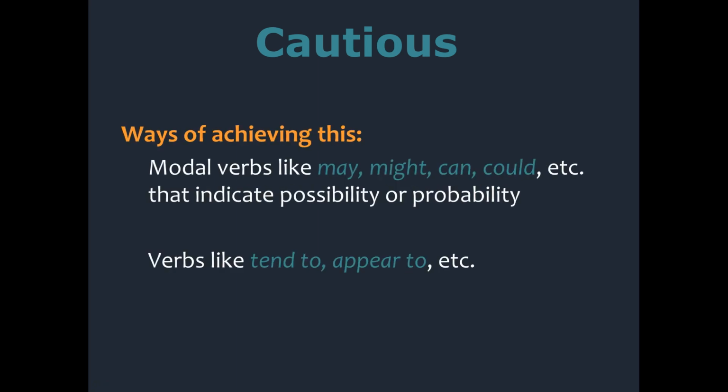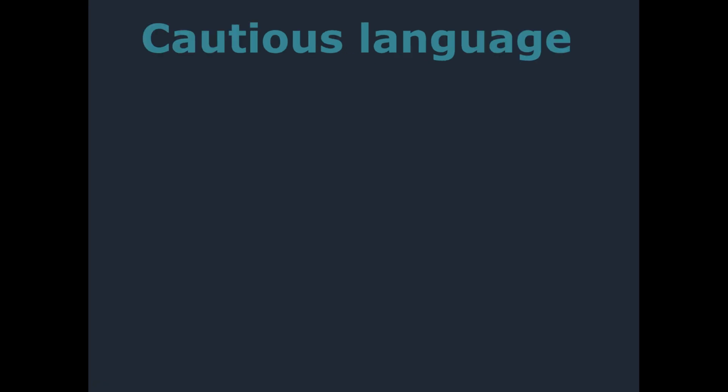Now let's move on to the third aspect of academic writing, being cautious. To achieve this, use modal verbs like may, might, can, could. These indicate possibility or probability. You can also use verbs like tend to, appear to. So cautious language includes adverbs like often, generally, probably, etc.